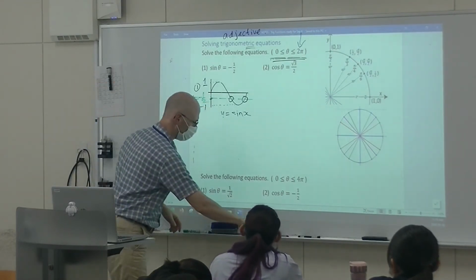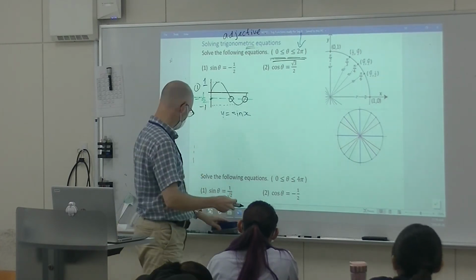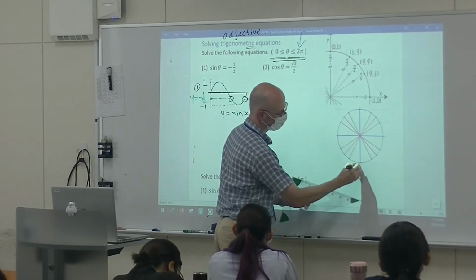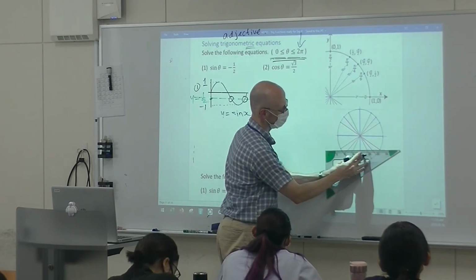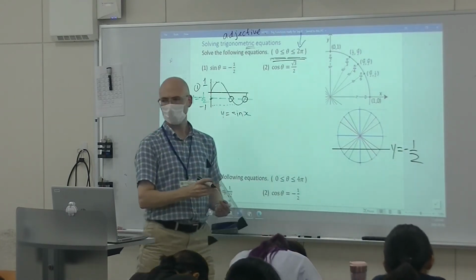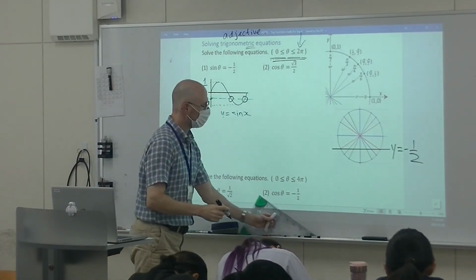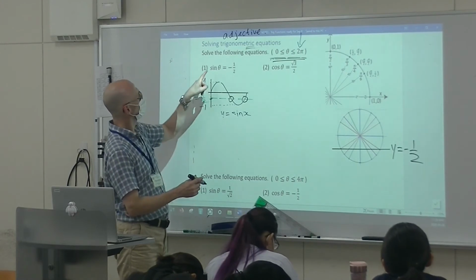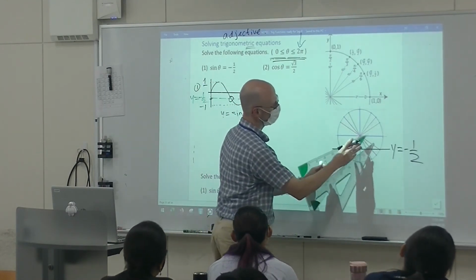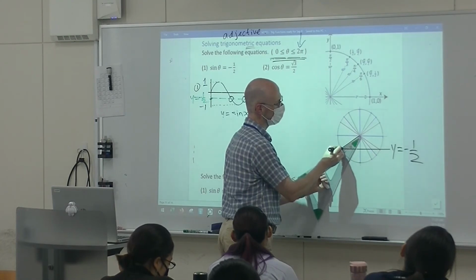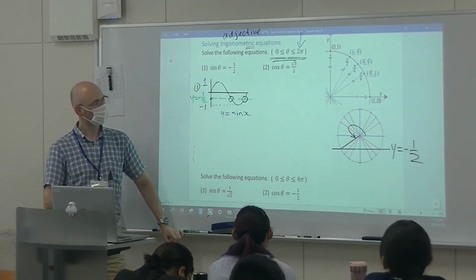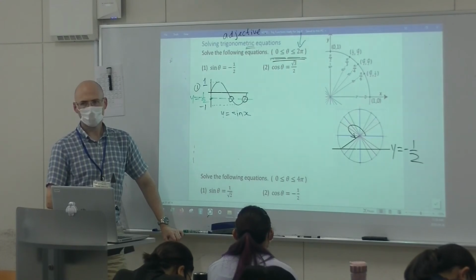Now, where are those? Let's use this diagram over here. Y equals negative 1/2. Well, this is negative 1 down here. And right here is negative 1/2. That is y equals negative 1/2. Okay? So, if the sine equals negative 1/2, then we are maybe using this angle. Okay, maybe it's that angle. What angle is that?